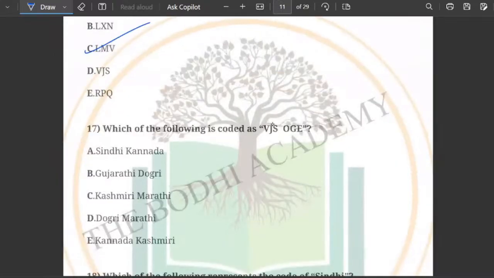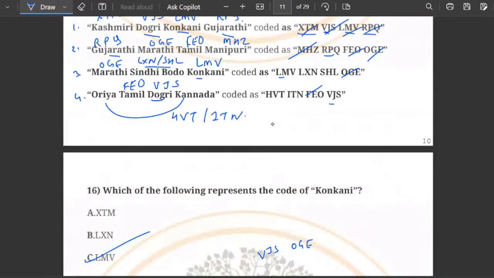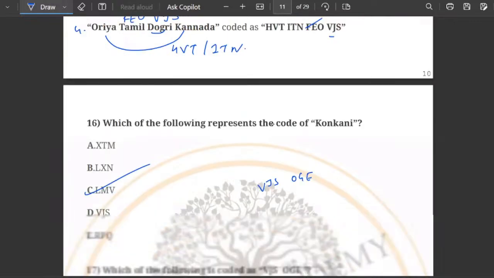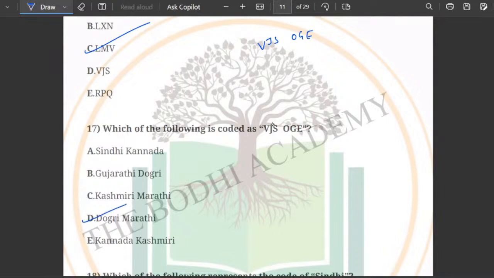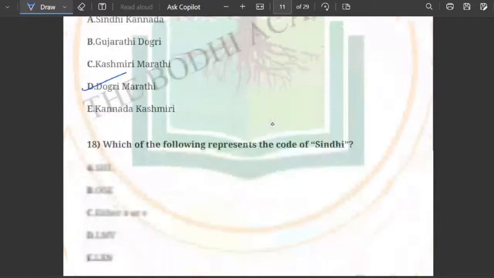Now, question number 17. Which of the following is coded as VJS and OGE? VJS we know it is for Dogri and OGE is for Marathi. So, Dogri and Marathi or Marathi and Dogri will be your right answer, wherever it is. Once you find out the coding and decoding of each and every given word, it becomes very easy. Now, question is for you.